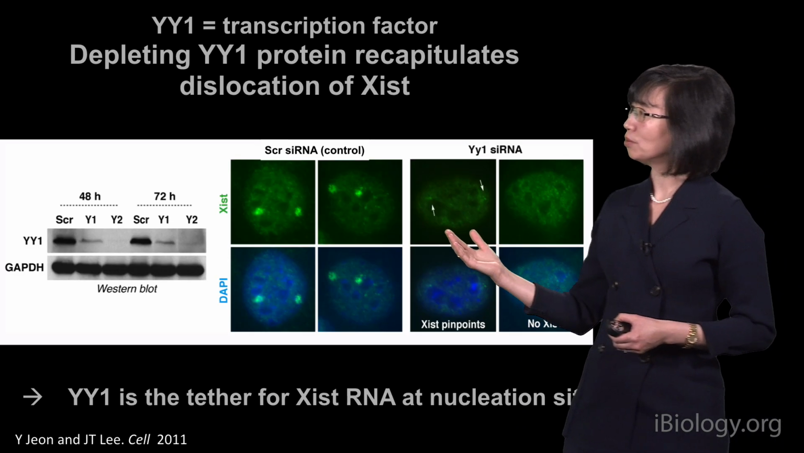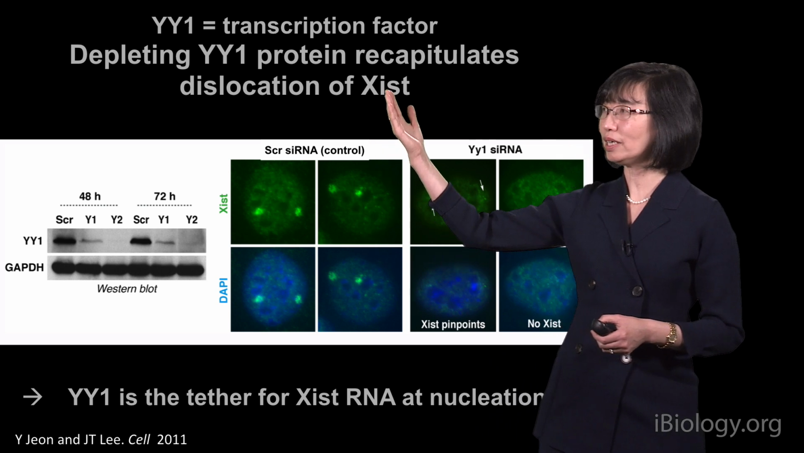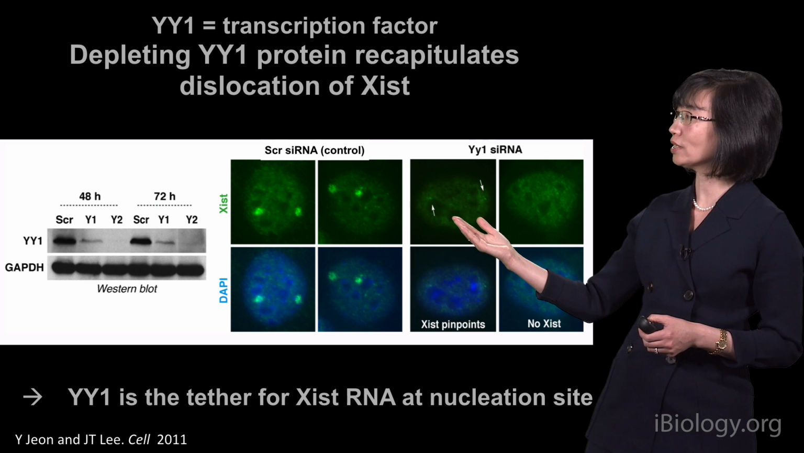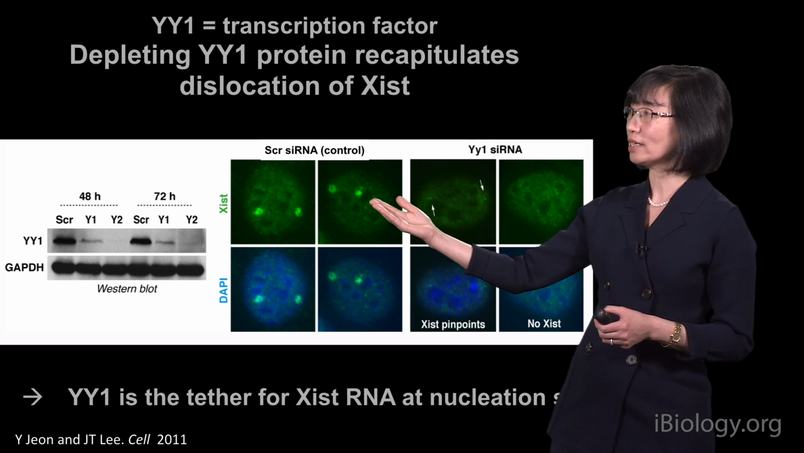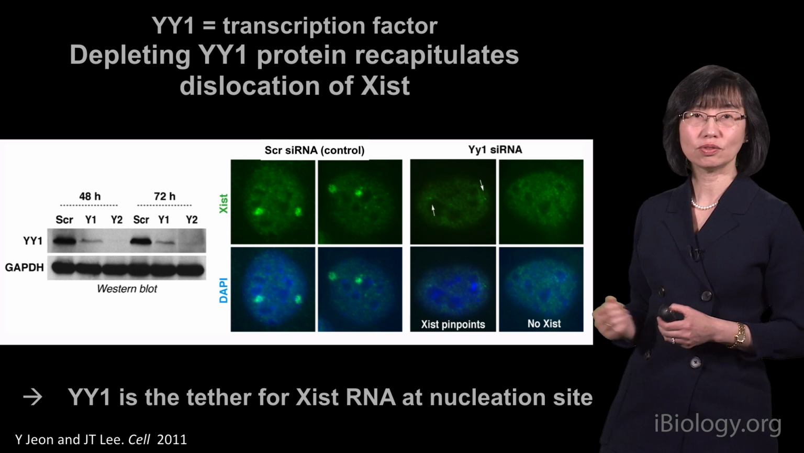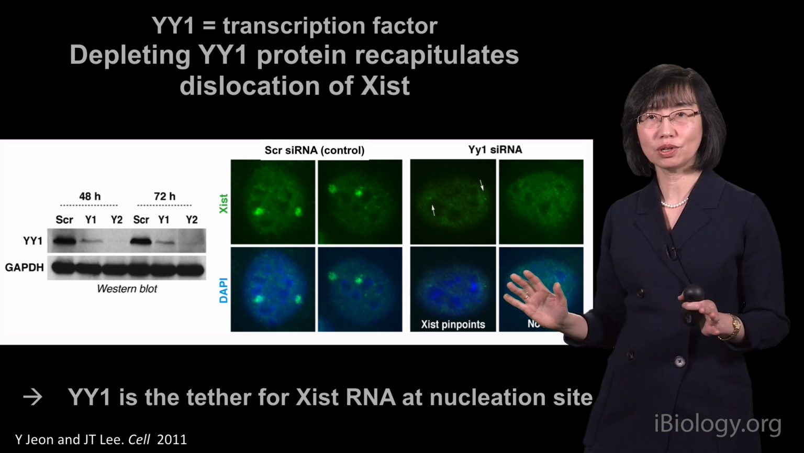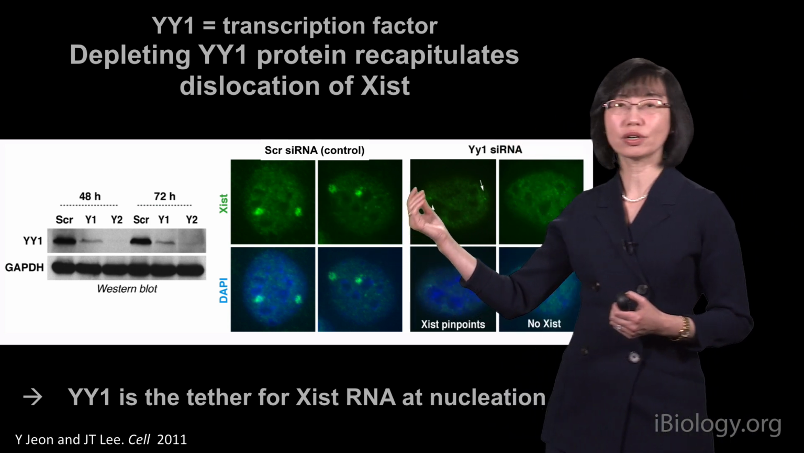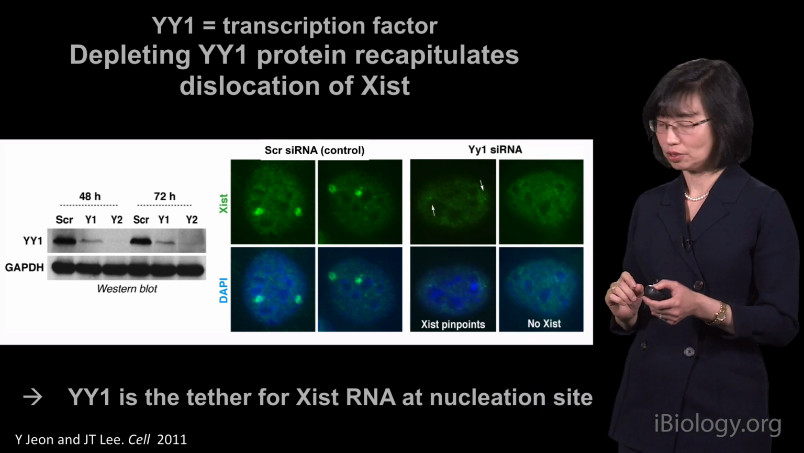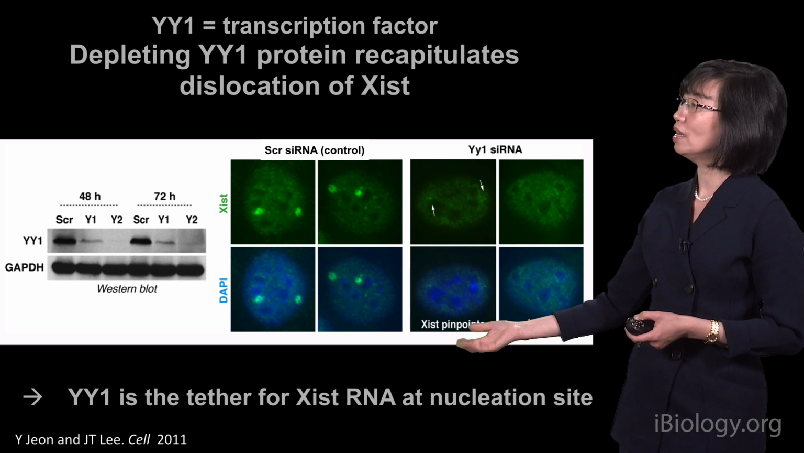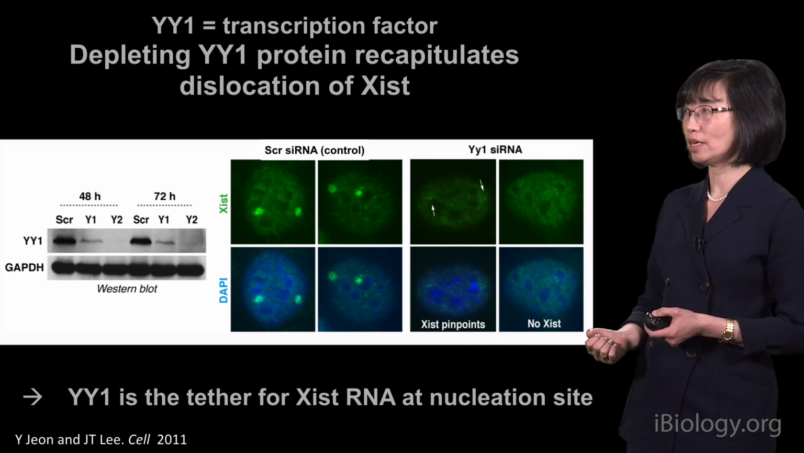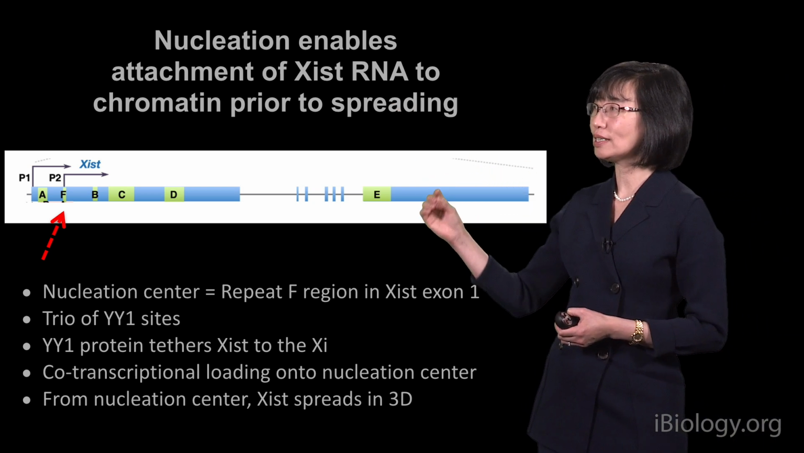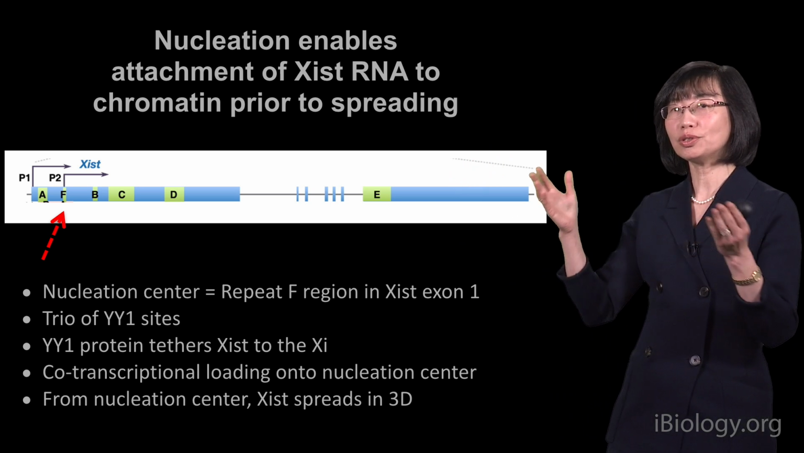Okay, so we could recapitulate that finding by depleting the cells of this critical anchor, the YY1 protein. You see how it recapitulates the loss of this Xist focus within these female cells. And it wasn't because Xist was no longer being produced. Xist was still produced, but it could no longer attach to this nucleation center. Okay, so we conclude that YY1 is a tether for Xist RNA at the nucleation site. So this nucleation allows Xist to attach prior to the process of spreading.